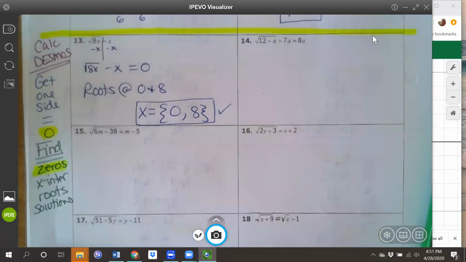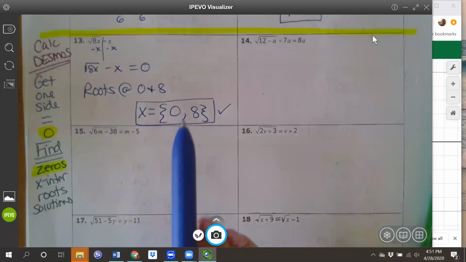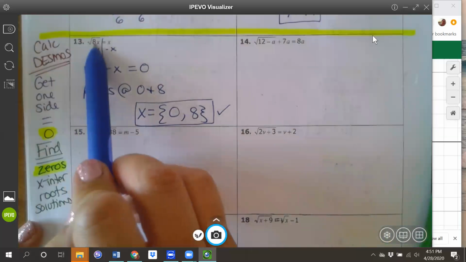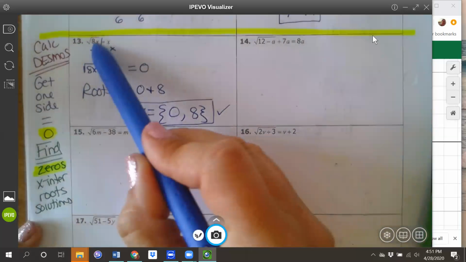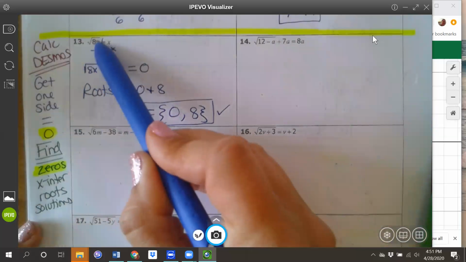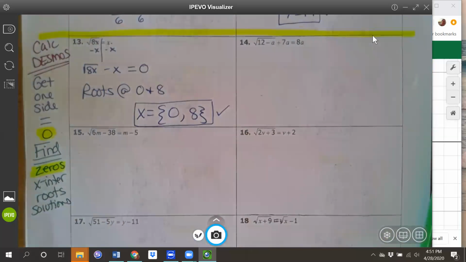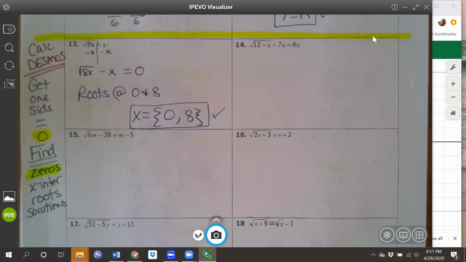I've confirmed by looking at my graph, by looking at my table of values. So if you want, you can algebraically plug these back in. That would be the square root of 0 is equal to 0. Yeah, that makes sense. That would be 8 times 8. So the square root of 64 is 8 equal to 8. Yep, that makes sense. So you can plug them in algebraically to check your answers.